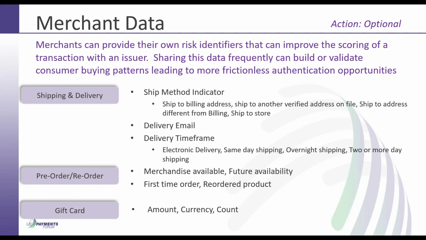From a pre-order perspective, whether the merchandise is currently available or if it's for a future availability, like a pre-order of a game or a new device, as well as the first time order or reorder of a product. So if this is a consistent purchase pattern or behavior of a particular consumer, maybe they always buy paper towels once a month, the merchant can set this in the transaction to ultimately give this type of information to the issuer.